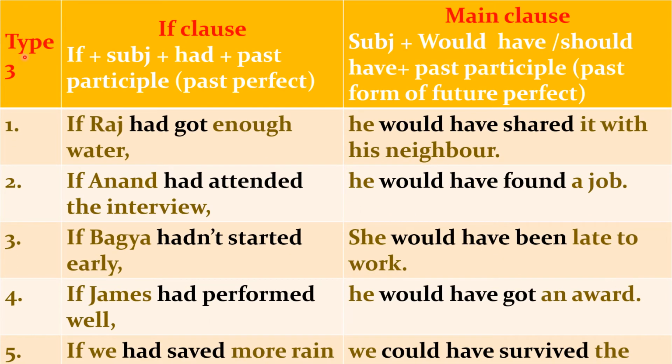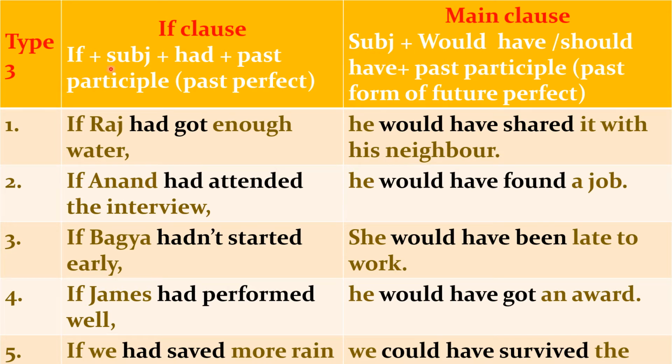We use the second condition when we know very well that the condition will not be fulfilled, or when it is not possible. It's unreal. The third type is an unfulfilled condition. It is impossible. We are talking about the past, about something that did not happen in the past. So it's over. We can't do anything. At that time, we have to use this third type.